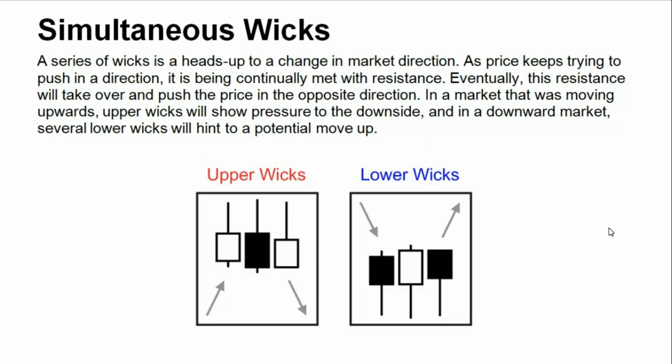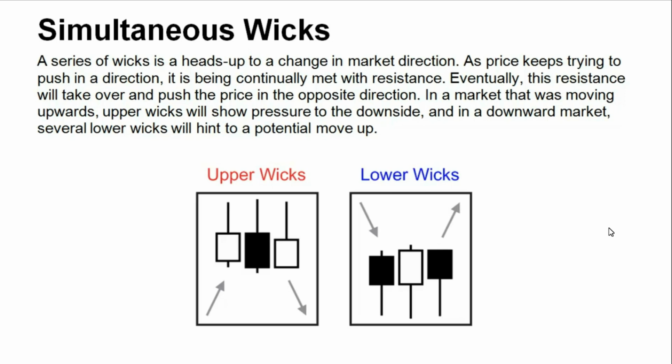Guys, simultaneous wicks. This kind of wicks is the wicks that you usually see in your forex market. A series of wicks is the heads up to a change in market direction. So when you see such a thing in any market chart, be it indices, stock, or currency pairs, it indicates a market change in direction.